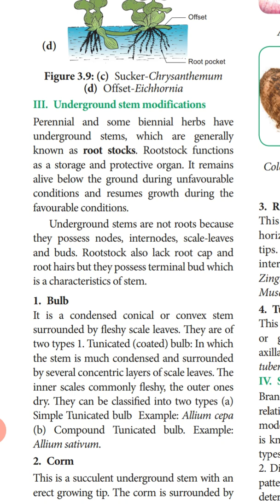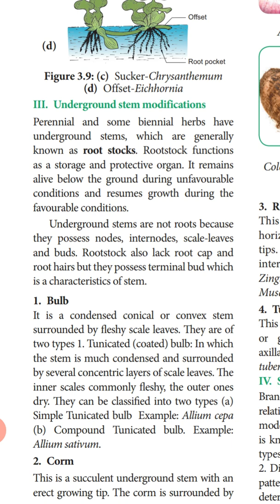Compound tunicated is what we can find in Allium sativum, that is garlic. Each pod is surrounded by dry scaly leaves. So here we have studied the bulb. In the bulb, you can find the real stem is very much condensed. It is in the shape of a conical or convex structure, and from the base of the stem only the leaves rise, and around this conical stem concentric circles of scaly leaves are present.